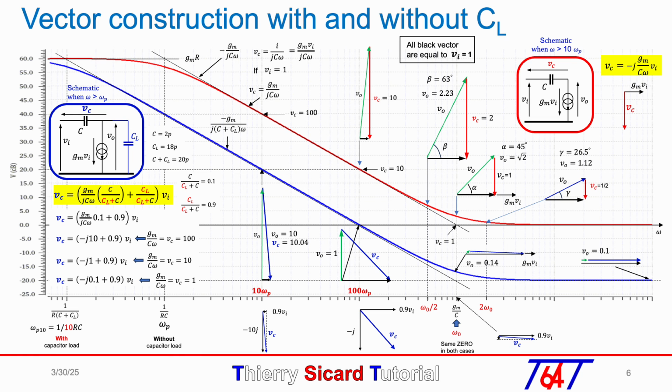In comparison, the blue curve means that with a load capacitance Cl, the Vc vector starts with a phase of 90 degrees, but the phase is 45 degrees when the Vout over Vin gain is equal to 1, and the phase of Vc continues to decrease to 0. The consequence of this is that the Vout over Vin gain tends toward 0.1.